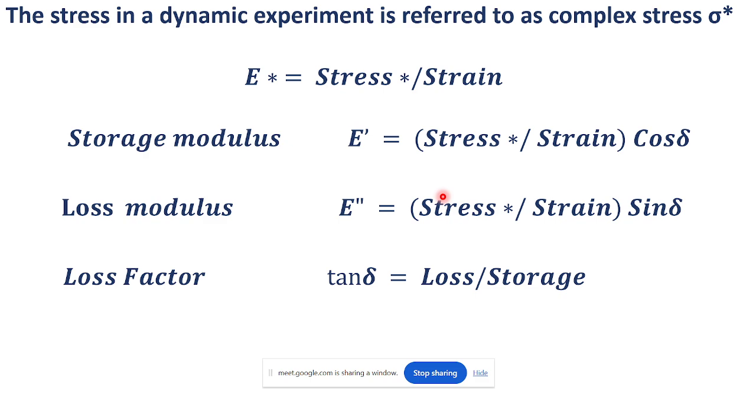So you need to check up to how much strain the storage modulus is high or dominating over the loss modulus. That is the main thing. Up to how much strain E prime is dominating E double prime. Understand?